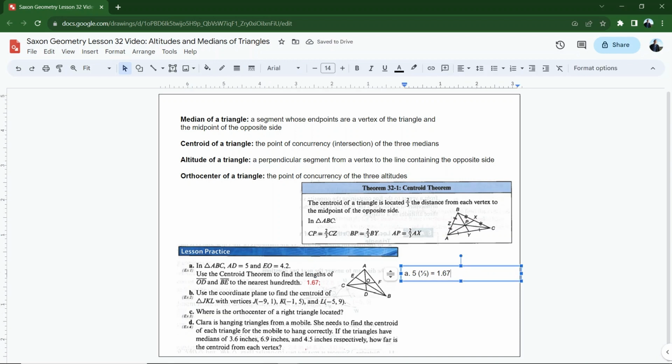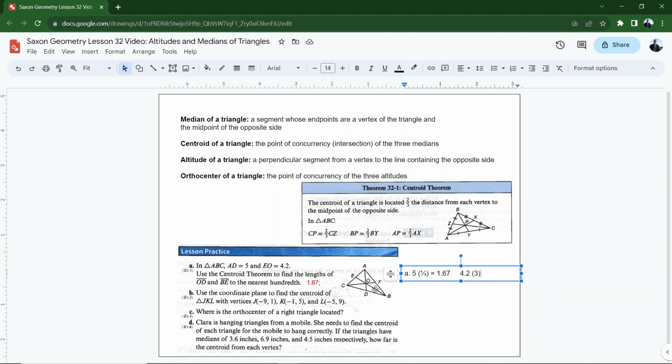And then for the next one, I need to figure out what BE is, that whole one, and I know that EO is 4.2. So for the next one, I'm going to do 4.2 times 3, because 4.2 is 1/3 of the length of the whole median.